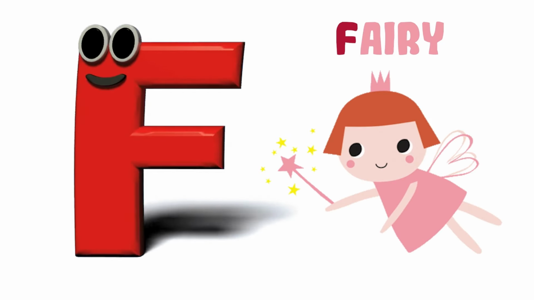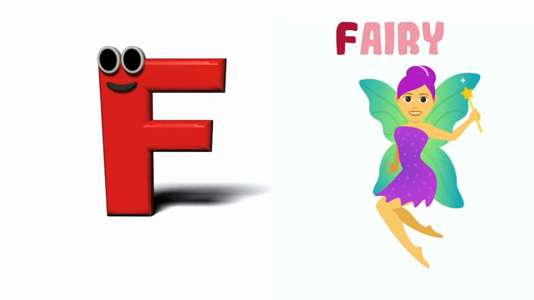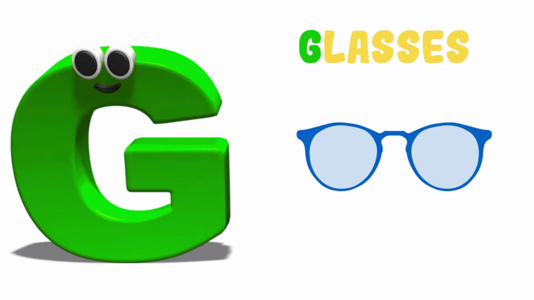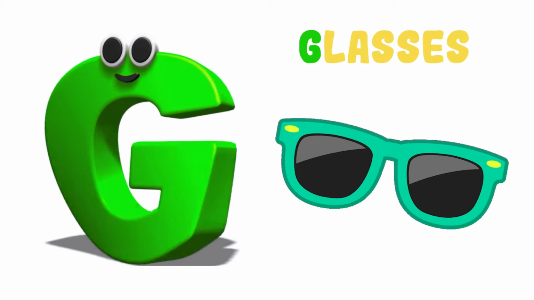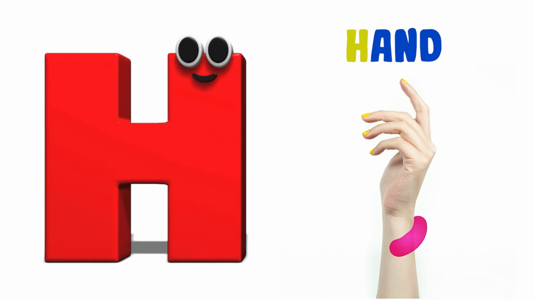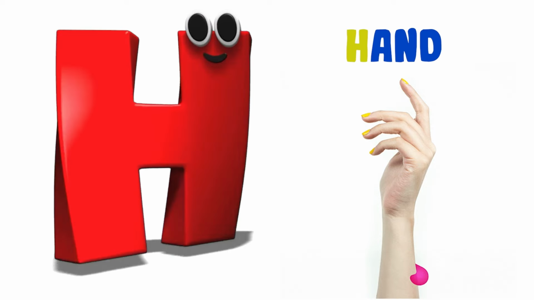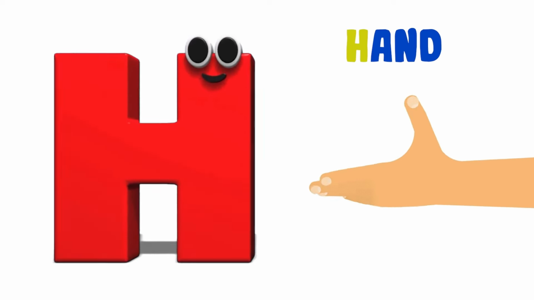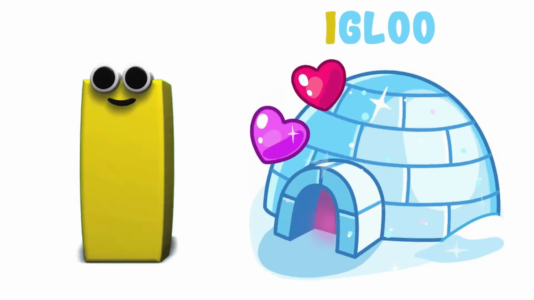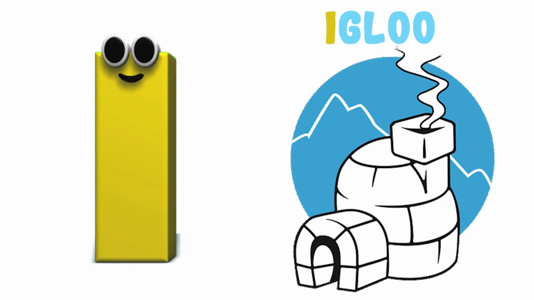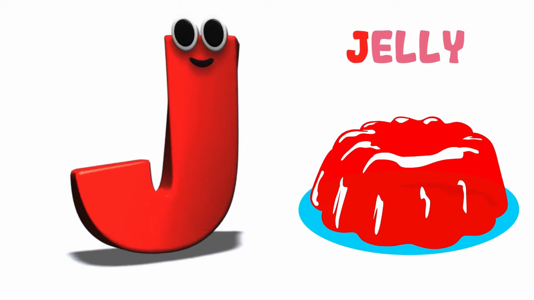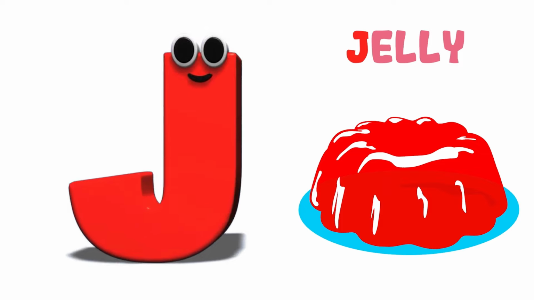F is for fairy, f, fairy, f, fairy. F, fairy. G is for glasses, g, g, glasses, g, g, glasses. G, glasses. H is for hand, h, h, hand. Igloo, I, I, igloo, I, I, igloo, I, igloo. J is for jelly, j, j, jelly, j, j, jelly, j, jelly.